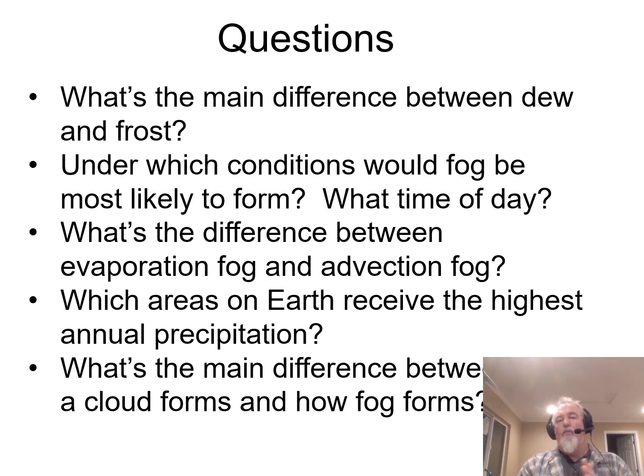And what time of day would fog be most likely to form? And remember, when air temperatures at the surface are the coldest, that's when your chances of fog forming would be greatest. So really you've got to answer, when is it coldest in any given day or in a typical day? What's the difference between evaporation fog and advection fog? What if I asked you that question? Which areas on Earth receive the highest annual precipitation, highest amounts of annual rainfall? And lastly, what's the main difference between how a cloud forms and how fog forms? So clouds and fog pretty much look the same, but how do they form differently? What is different about how each of those forms?